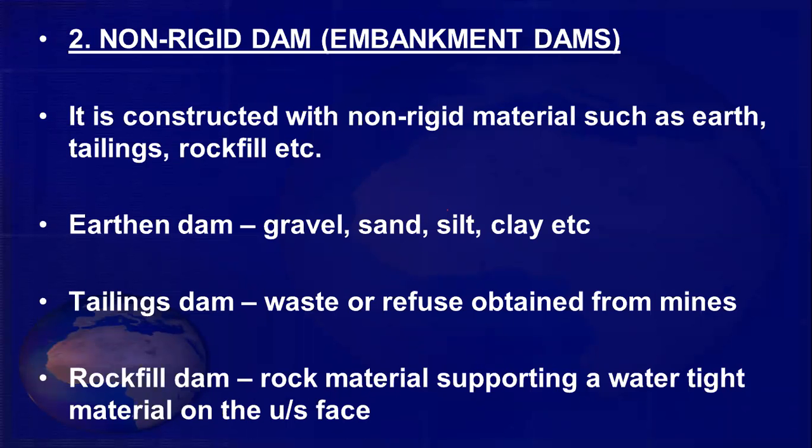So various materials are used, such as gravel, sand, silt, clay for the earthen dam. For tailings dam, the waste and refuse obtained from the mines. So when the waste material is there, when a huge amount of excavation is there, that excavated material is used in the dams. Those dams are called the tailings dam. Then rockfill dam, the rock material supporting a watertight material on the upstream face. So the big rocks are used. So that type of dam is your rockfill dam.